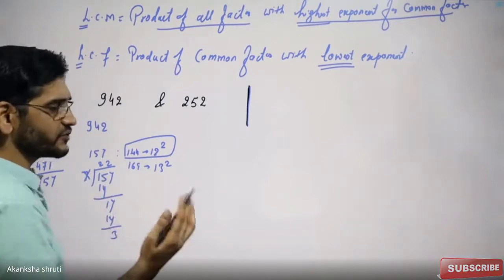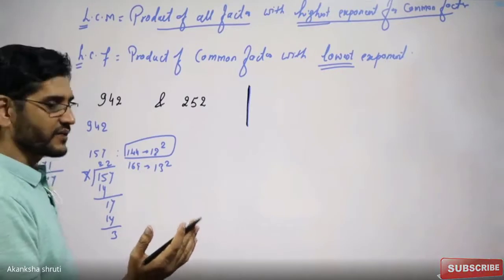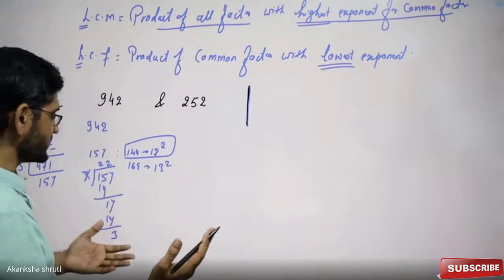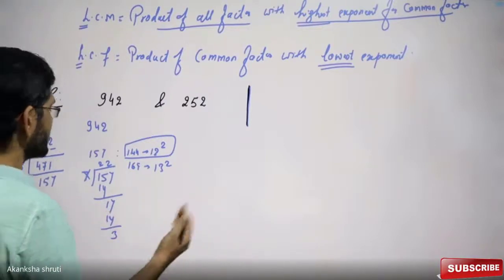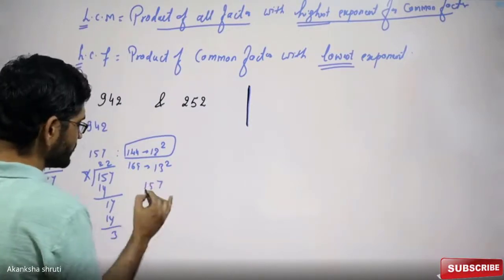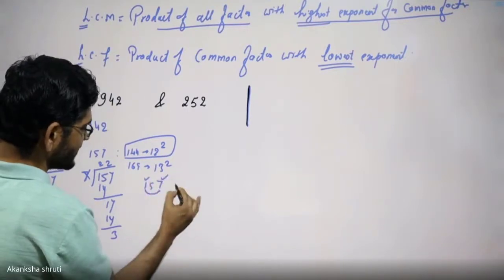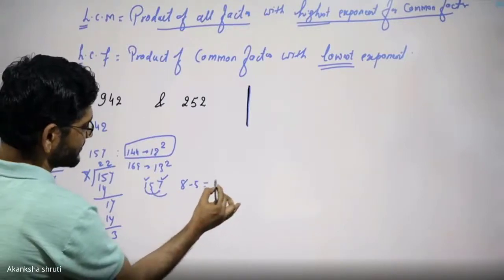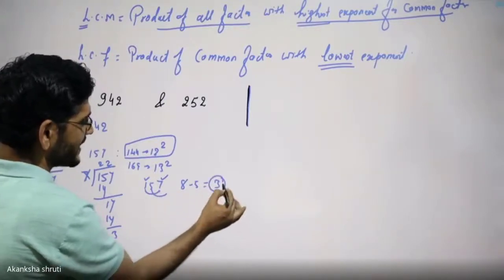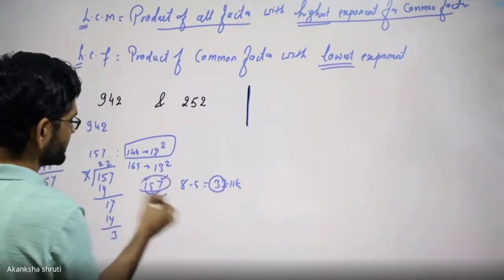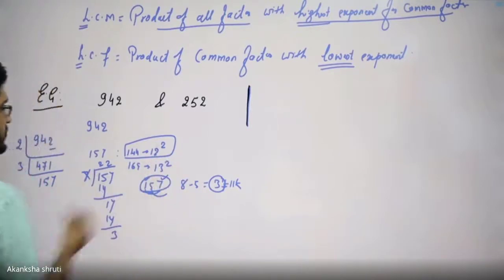Next one, no need to check for this 8, 9. For 8, it must be divisible by 2. But see, it is not divisible by 2. So no need to check. 9, not required. 10, not required. Go for this 11. For this 11, 157, go for adding their even digit and odd digit. Means this 7 and 1 is our 8 and this is our 5. Minus 5, it is our 3. 3 is not divisible by 11. So this bigger number will not be divisible by 11. So no need to check for this 11.